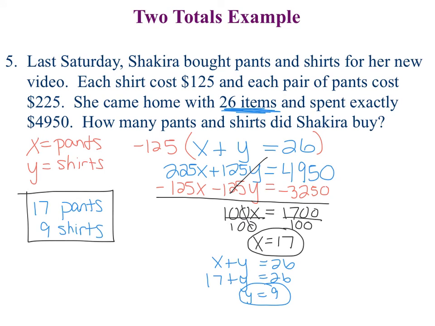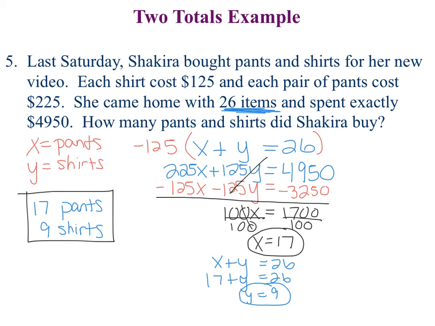So I multiplied my top by -125 to eliminate the smaller of the two variables, which was y, and I ended up with x equals 17, and then solved for y, and y was 9. So looks like we would have 17 pairs of pants and 9 shirts in order to equal that total. And if you add 17 and 9, you definitely get 26.